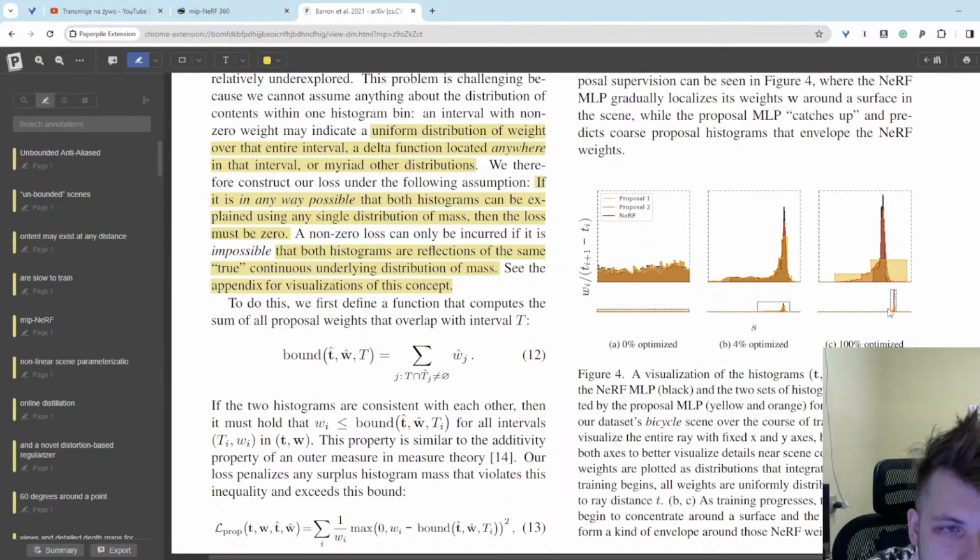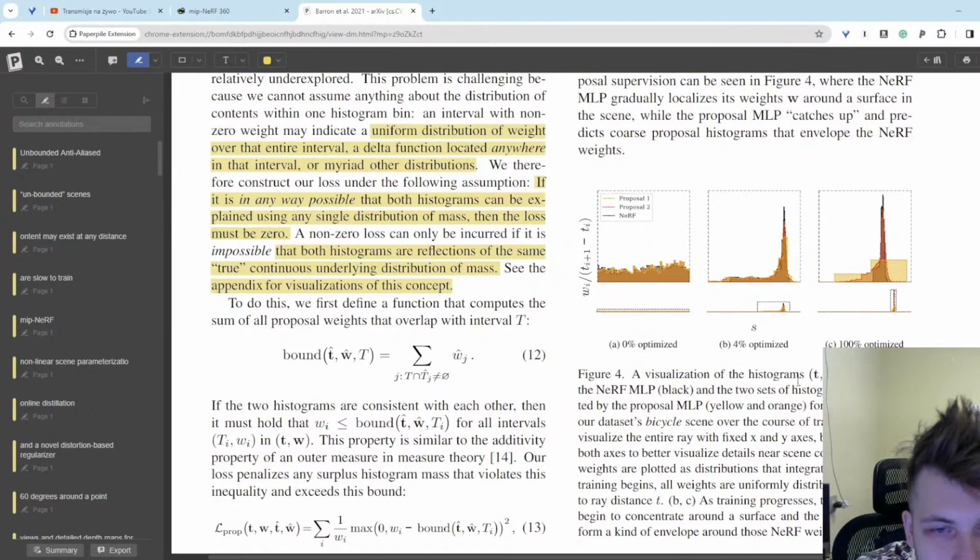And then when it's 100% optimized, we just have these two bins here, one bin, second bin, and this one is more complex here, and this one is the actual NeRF function that is looking like that. So it's actually starting here. Interesting.